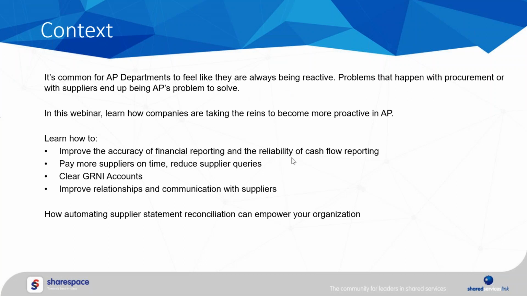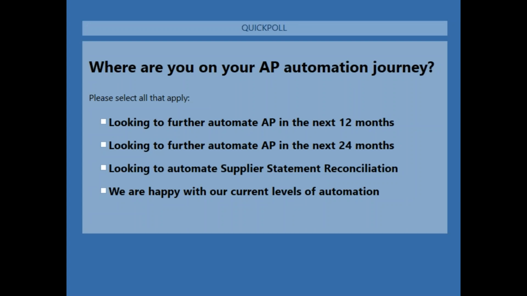So coming up on your screen now, we just want to learn a little bit more about you and where you are in your AP automation journey at the moment. Are you looking to improve AP automation in the next year, in the next 2 years? Are you currently looking to automate supplier statement reconciliation? Or would you say that you're happy with your current levels of automation? You can tick more than one here, and we will be sharing the results. It's nice to just get everyone participating and to see how you compare with other people on the webinar today.